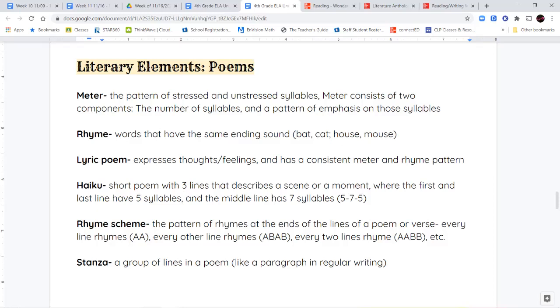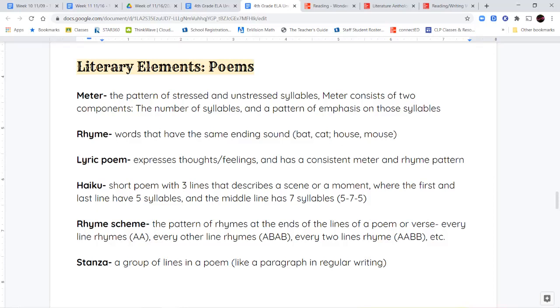Now, a rhyme scheme is the pattern of rhymes in each line of the poem or each verse of the poem. So for example, if everything rhymes, it'll be like A, A. So cat, hat. If every other line rhymes, they write it as A, B, A, B. So the first A and the second A match, the first B and the second B match, and it's like taking turns.